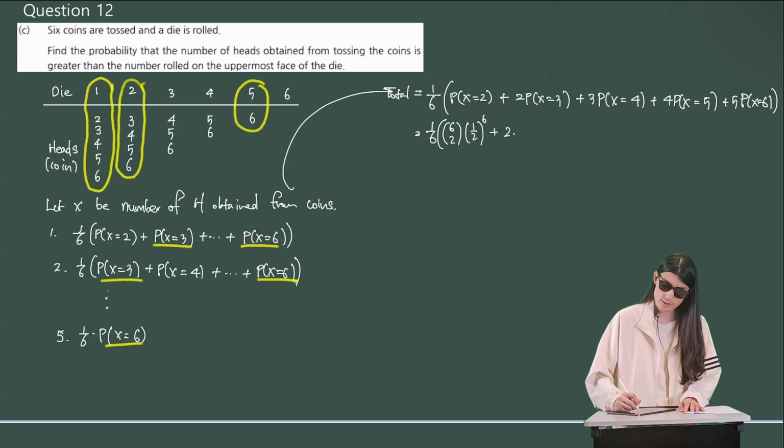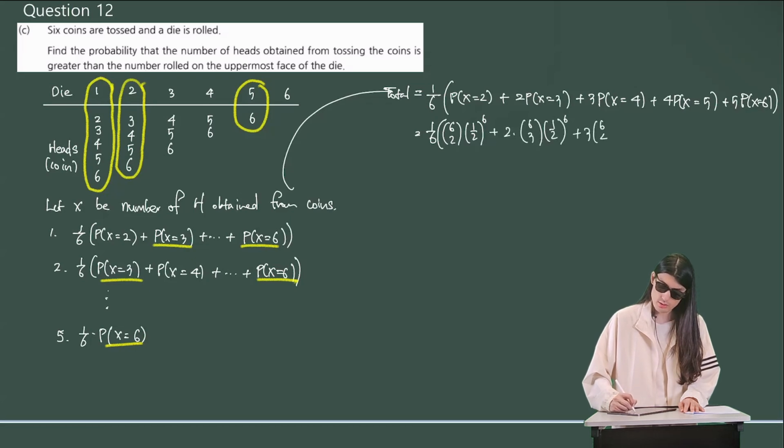Similarly, chance of 3 out of your 6 coins landing on heads is 6C3 times half to the power of 6, and so on, and so on.